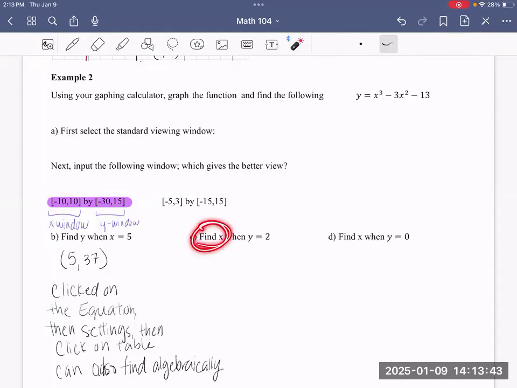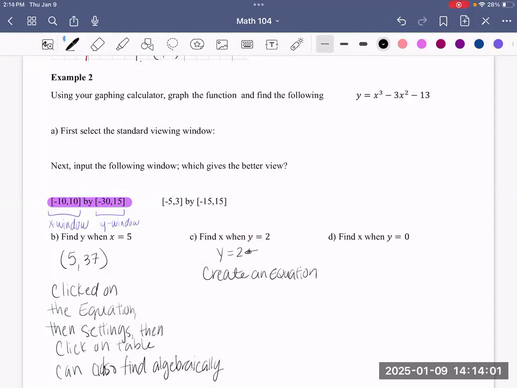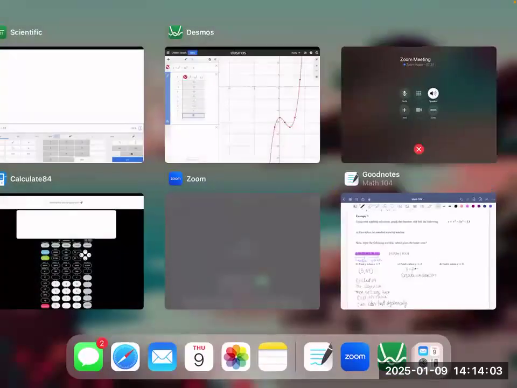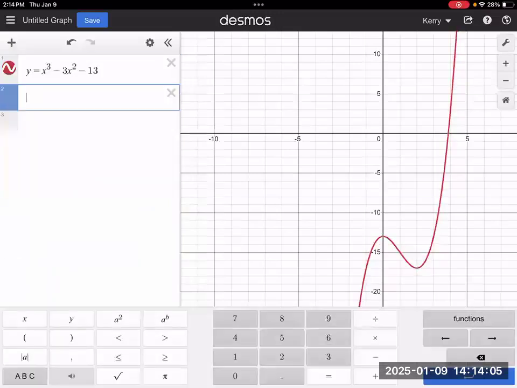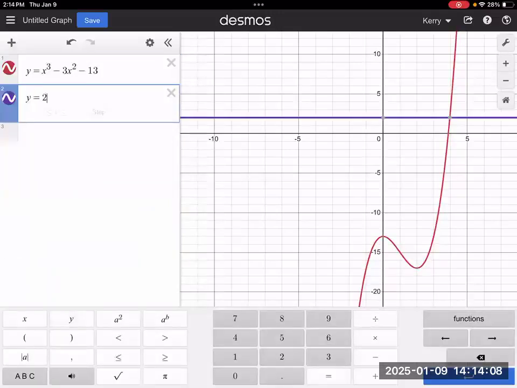Find your X this time when Y is equal to 2. Well, what's nice is that Y is equal to 2 is in fact an equation. So we can put this into a new equation box. So create an equation. And let's see what that comes up as. So you can get rid of that. Let's do when Y is equal to 2.